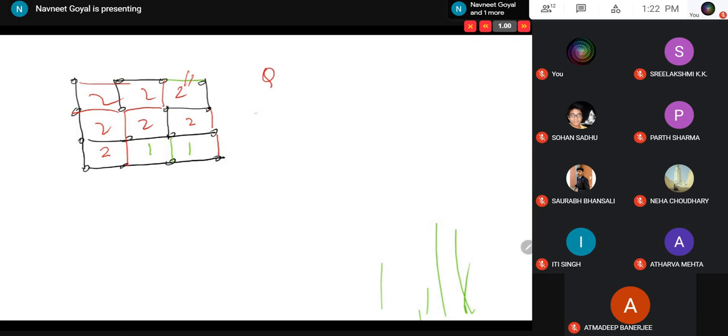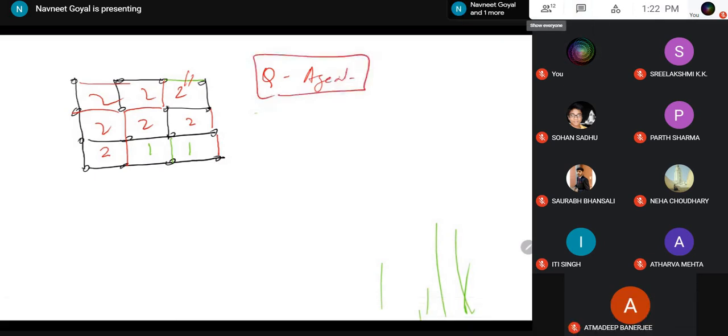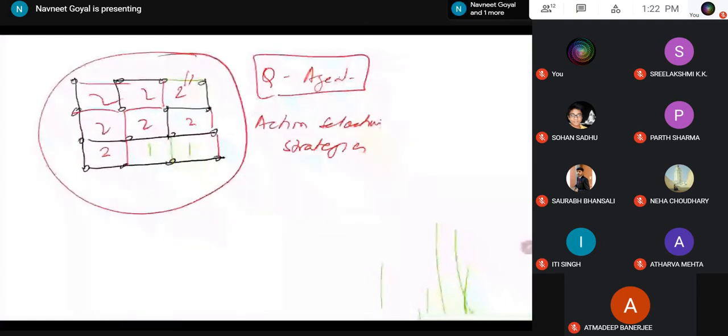Now, if you were to train a Q agent to do all of this, how will you do that, right? So that is what we'll be discussing. Now, I was telling you about the action selection strategies. So how do you introduce exploration into all of this?